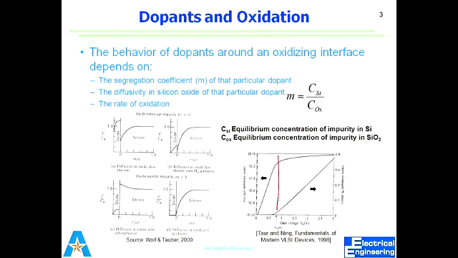So at the surface of silicon, the impurity concentration, or dopant concentration, does not remain constant during the oxide growth. The change in the impurity concentration or dopant concentration is what we call the dopant redistribution.